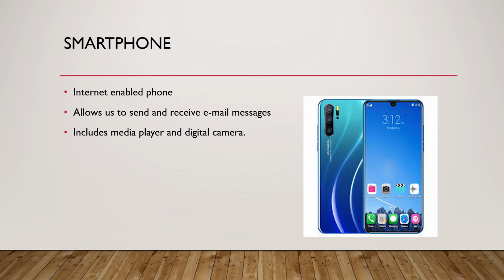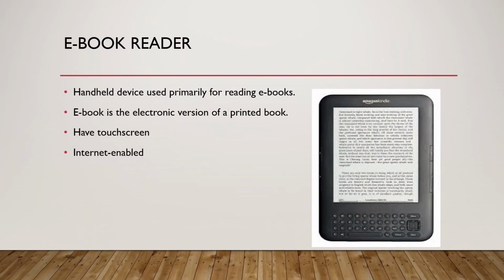Okay, and now it also includes a media player and a digital camera. Yes, your smartphone will have a digital camera through which you can capture images and videos, and the media player, yes, for watching videos. Yes, and you can record through your smartphone. So many options are included in your smartphones. Okay, and you can make use of many apps also.